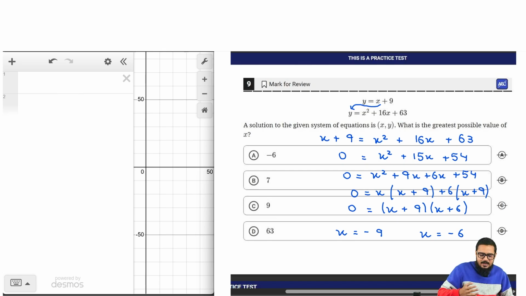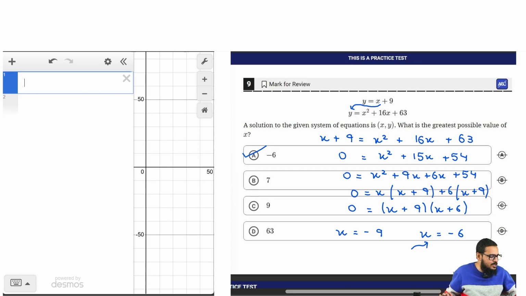x equals minus 9 and x equals minus 6 are the two solutions, the two intersection points, and we're looking for the greatest possible value of x, which is why I think x equals minus 6 should be the right choice. But again, I would not recommend you do this question manually. Instead, if I were doing this question in my exam, I would have typed it.